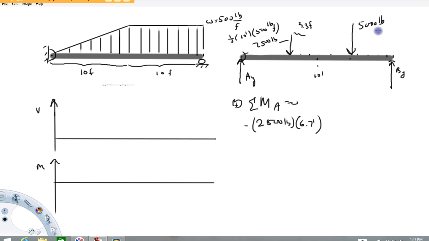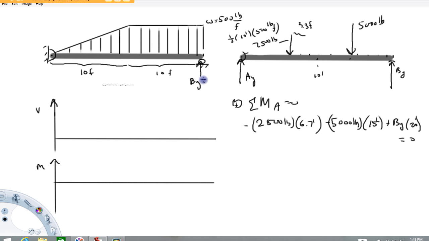All right, then we're going to have this 5,000 pound force. And the distance is going to be from here to here. Now, from here to here is 10, and then another 5, so that's going to be times 15 feet. And then we're going to have plus BY times the total distance of 20 feet, and then equals 0. And we can solve this for BY, and I'm going to put BY in this picture right here.